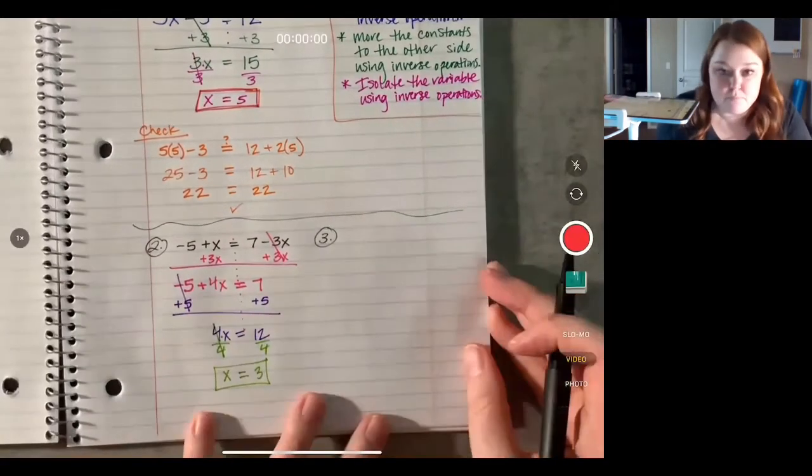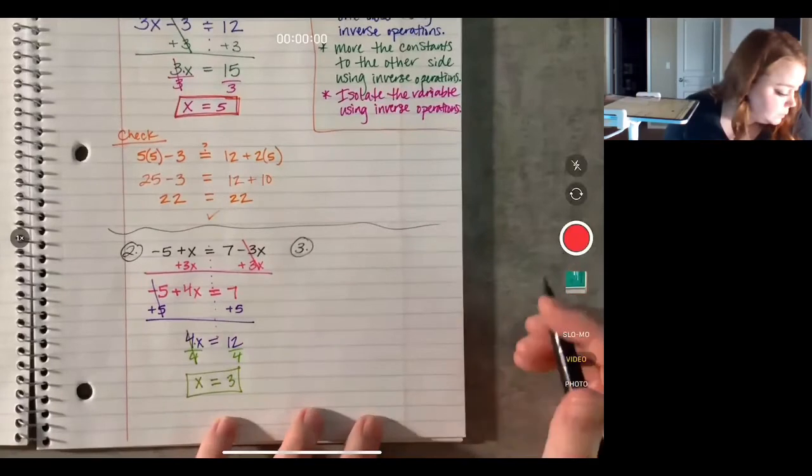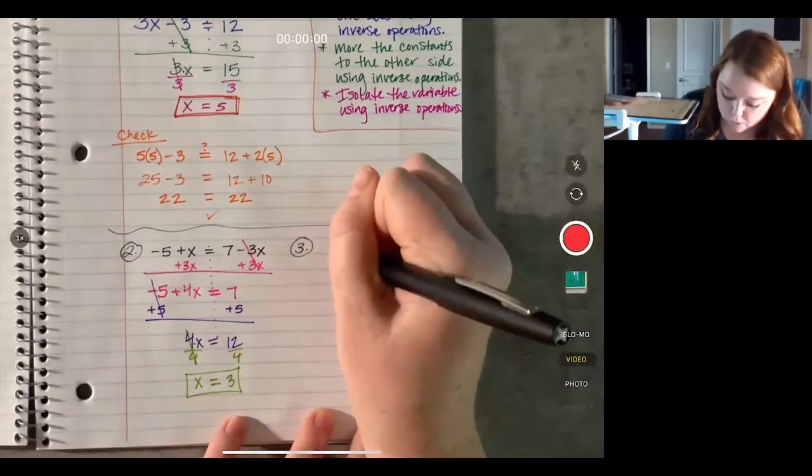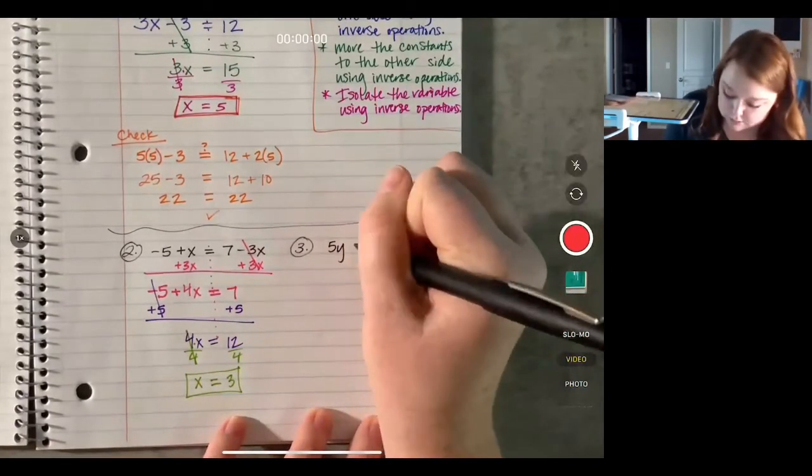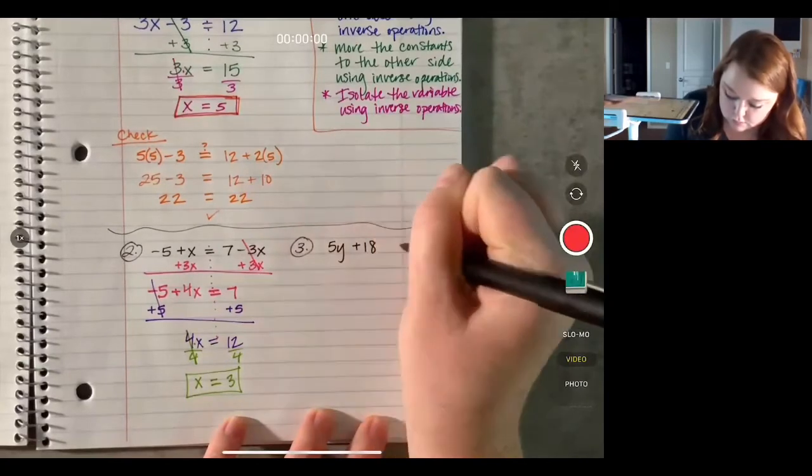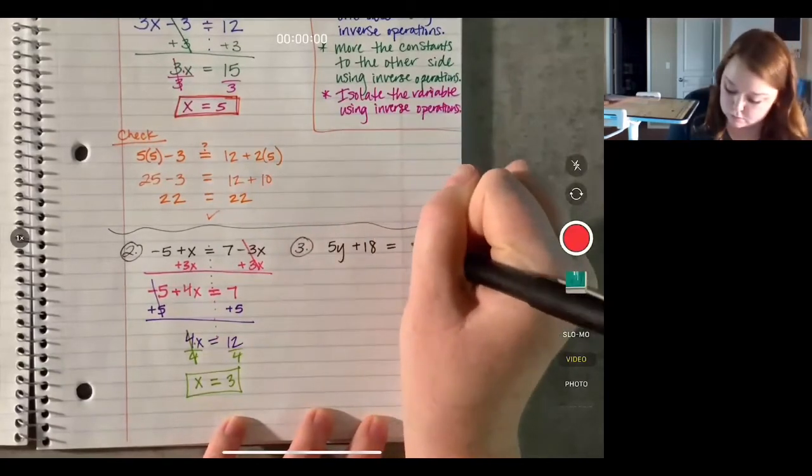Next up, number 3. 5y plus 18 equals 8y.